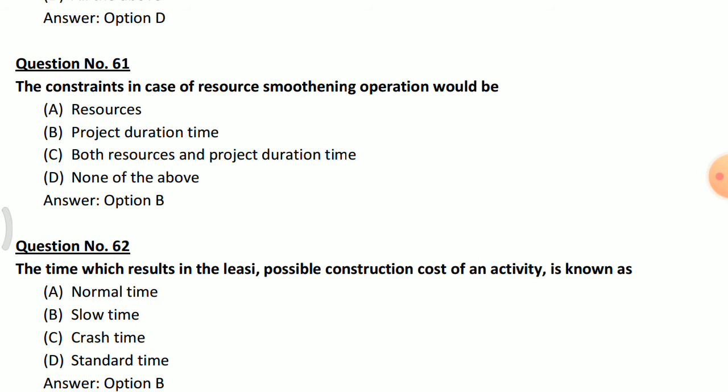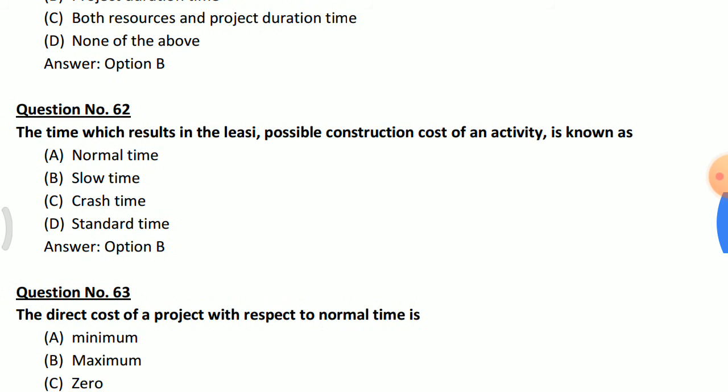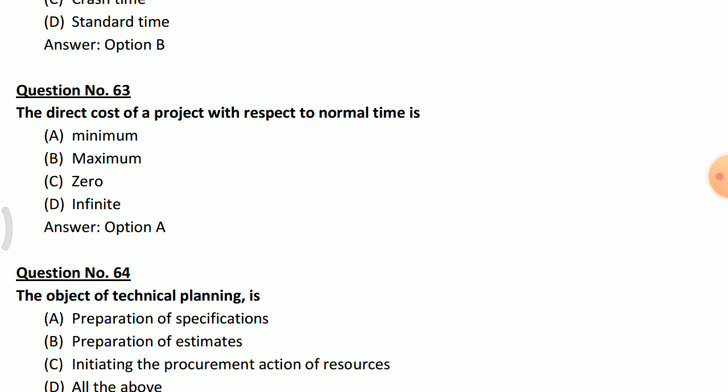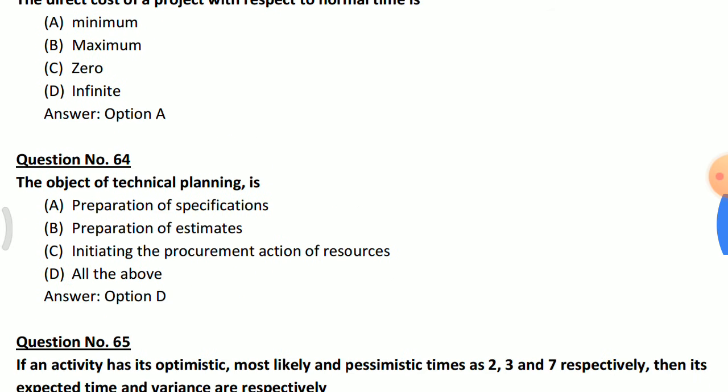The constraint in case of resource smoothing operation would be option B, project duration time. The time which results in the least possible construction cost of an activity is known as option B, slow time. The direct cost of a project with respect to a normal time is option A, minimum.